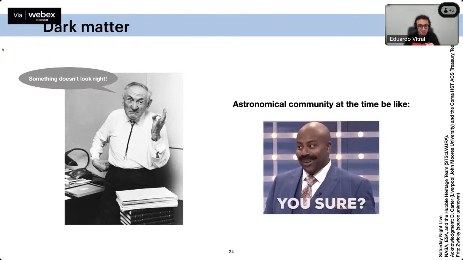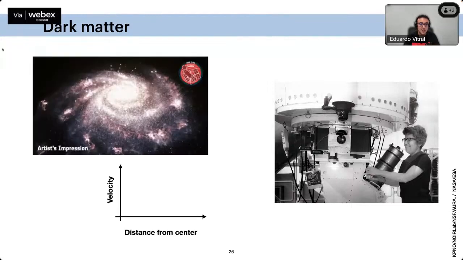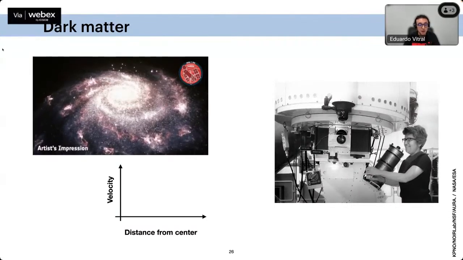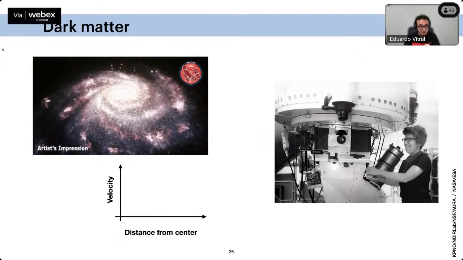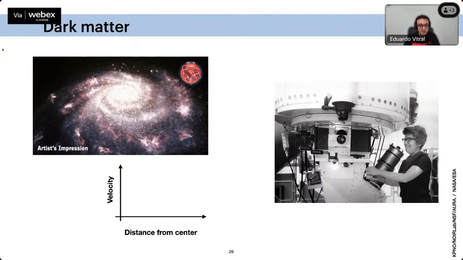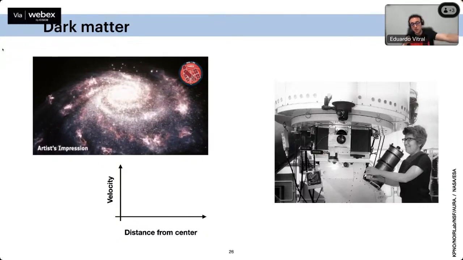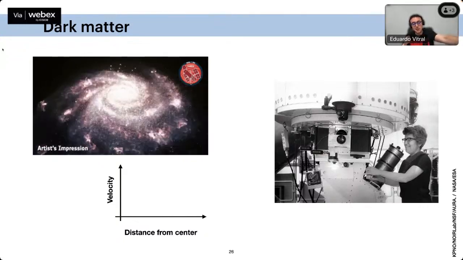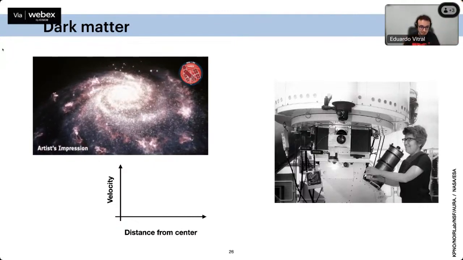Now, with that in mind, many decades later, another astronomer came into play, and that was Vera Rubin. She was studying how the stars move around spiral galaxies, such as the one in this image. She was interested in seeing the velocity of stars from the very center of the galaxies and how they varied as we go through the outskirts of the galaxy.